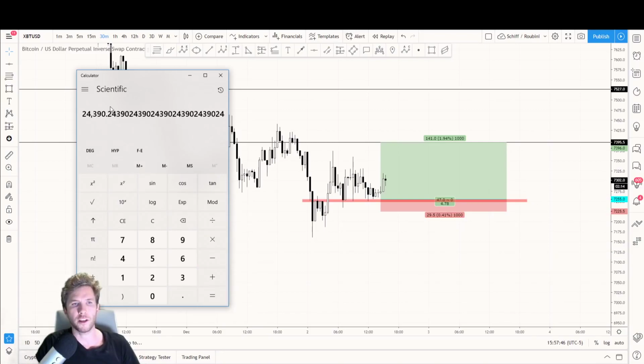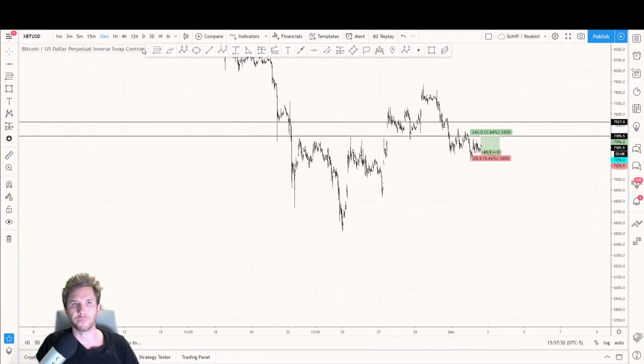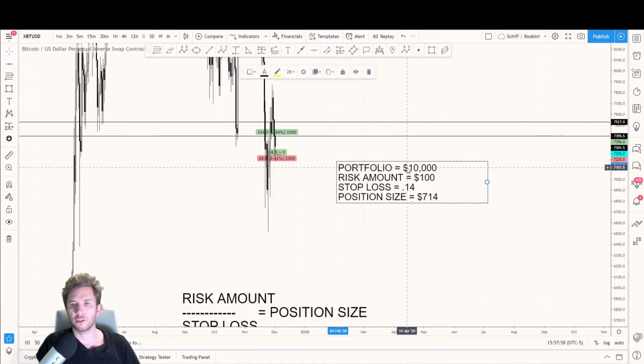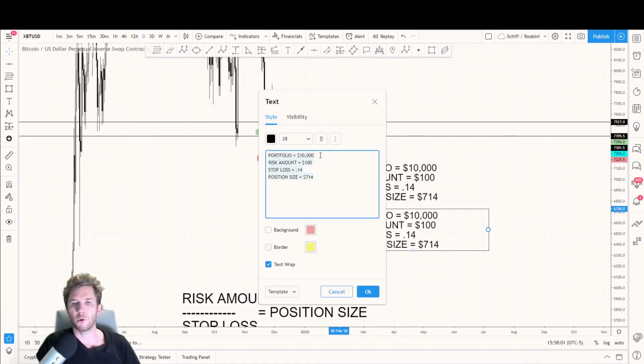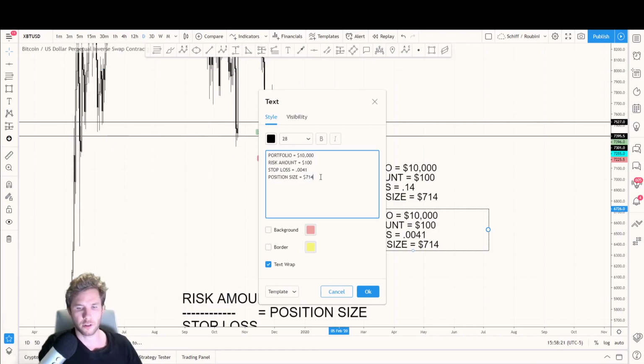Now we get 24,390. So let's go back to that same example. Our portfolio is $10,000. Our risk amount is $100 still, but now our stop loss is 0.0041. So 100 divided by 0.0041, our position size is now 24,390. Well, now you're asking, I only have $10,000. How the hell can I get this?